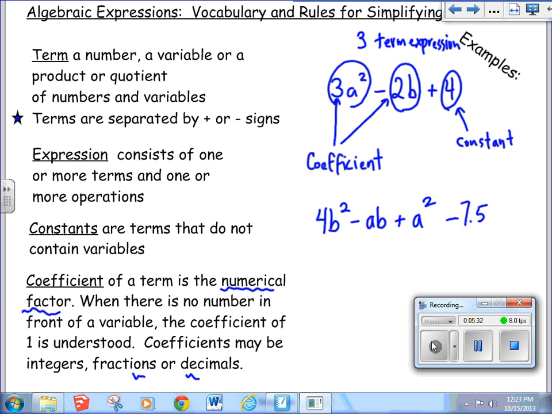All right. How many terms does this expression have? How many terms do we have here? Caitlin? 4. 1, 2, 3, 4. This is a 4-term expression.